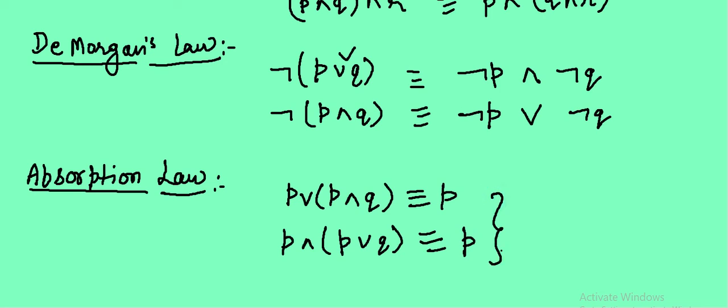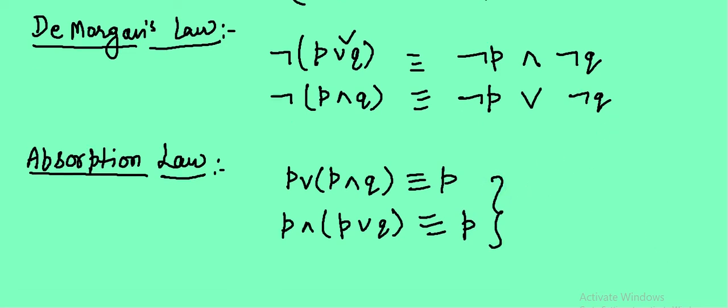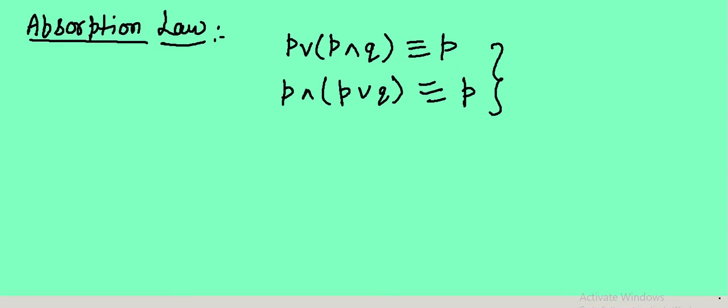And you can prove it. How can we prove it? By taking the combinations of true and false for P and Q. And if you want me to prove it for you, then you can leave a message or a comment in the comment section, okay?